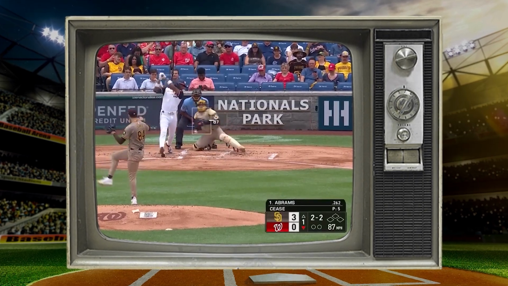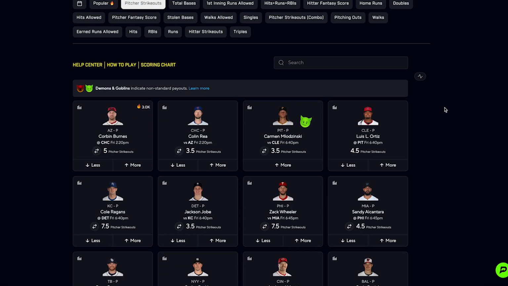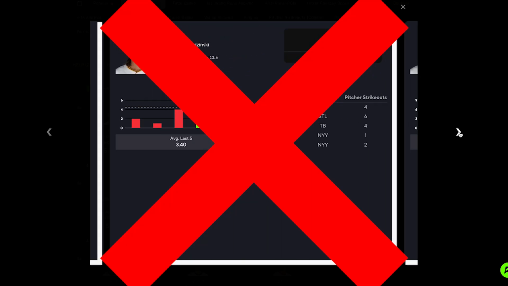Welcome to the best way to research MLB pitcher strikeout props on PrizePicks. Let's start out with something a little controversial. Looking up the last 5 game logs on PrizePicks and deciding which pitcher strikeouts you should be taking is not how you should be doing things. No, last 5 game logs means absolutely nothing in every single sport, but especially pitcher strikeouts.